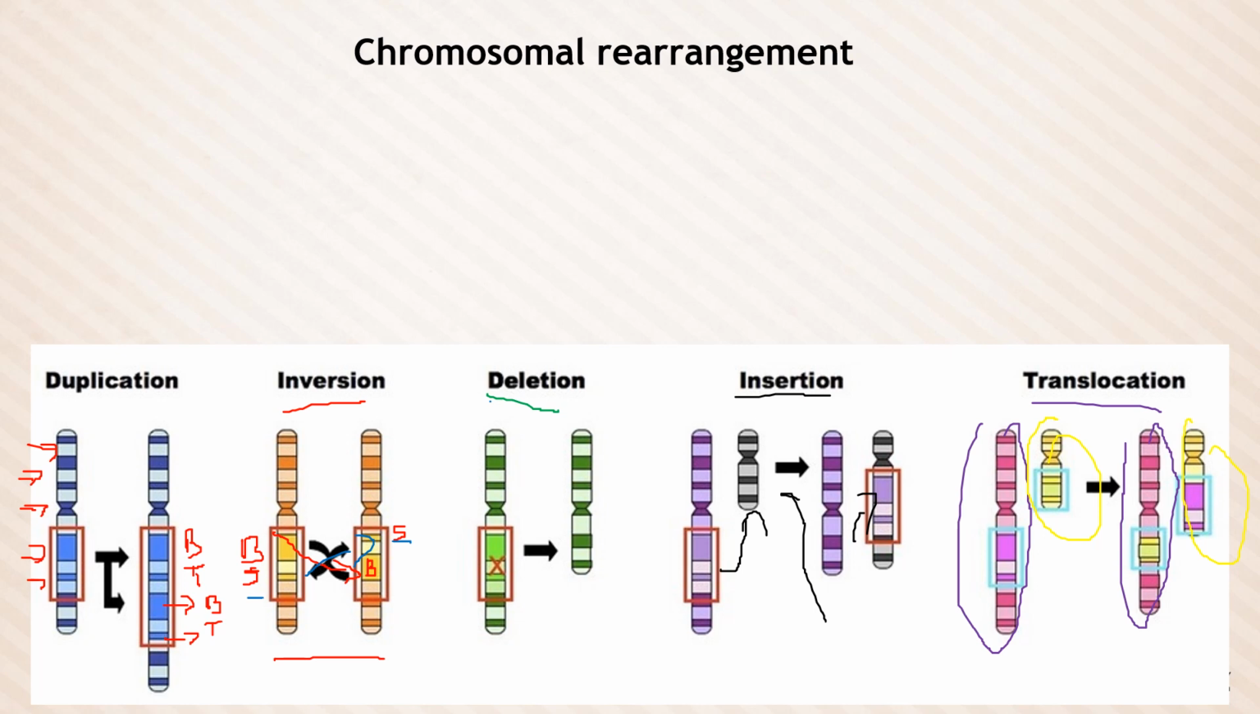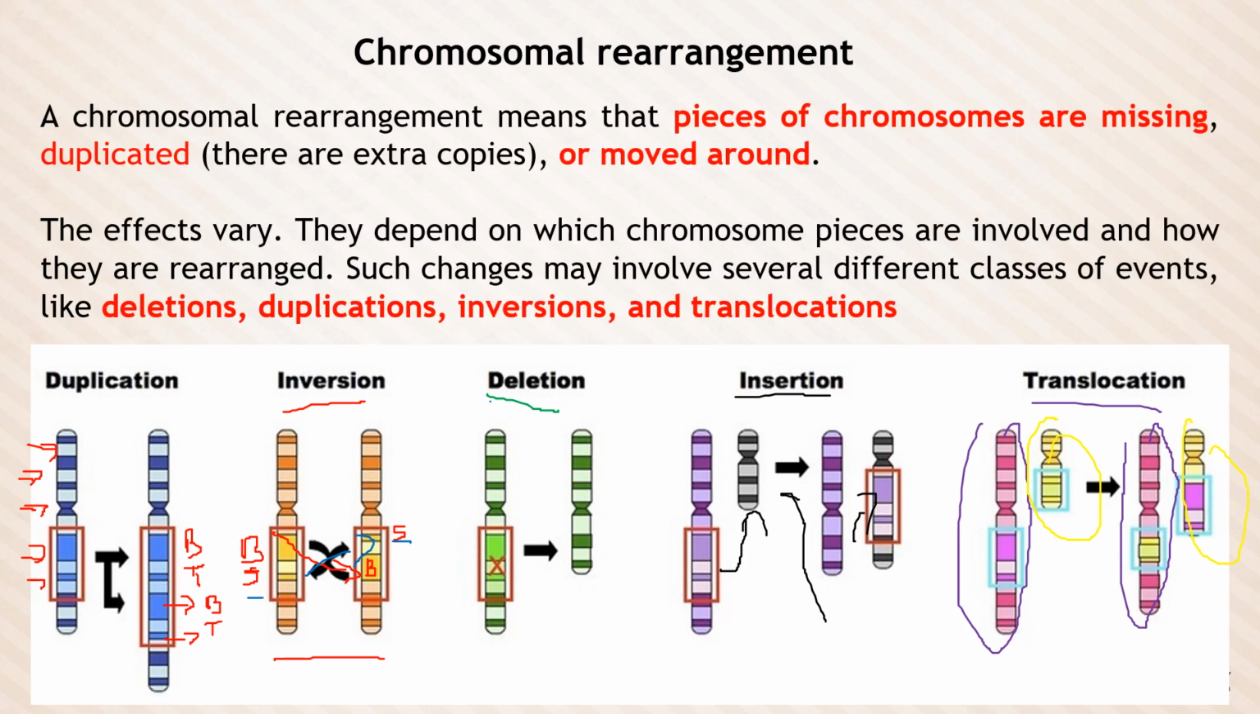Again, this is pretty common during evolution. However, it's a risk to be moving the information. You can be breaking genes, or you can move the genes, and now the gene regulation can change. So remember all this information that I show you here, that there are chromosomal rearrangements. That means that pieces of the chromosomes are missing, are duplicated, or there are extra copies that can move around. And remember that the effect can vary. They depend on which chromosome pieces are involved and how they are rearranged.